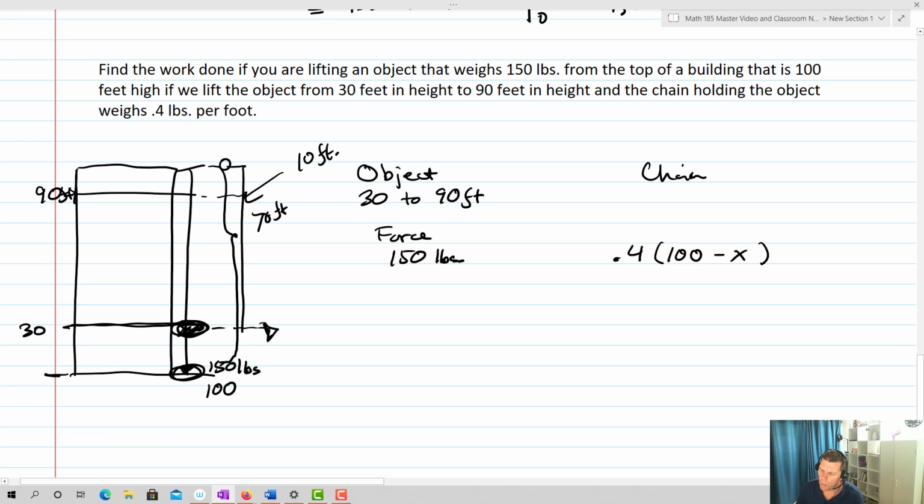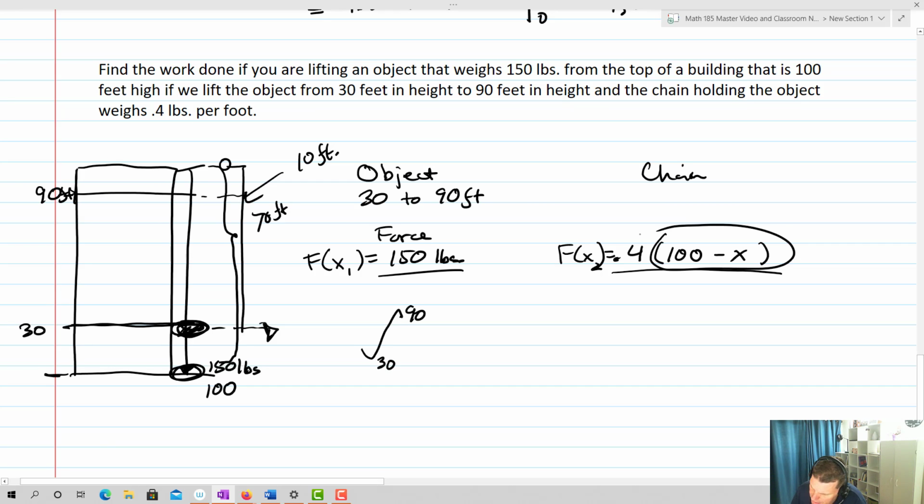So what we're going to do now is take these two. These are the equations for our force. We'll call this f of x1, and this f of x2, and we add those two together. So our integral now, the general integral that we use, is going to go from 30 to 90, and we account for that using the 100 minus x. It'll be 150 plus 0.4 times 100 minus x, all of that dx. So it's my f of x dx.